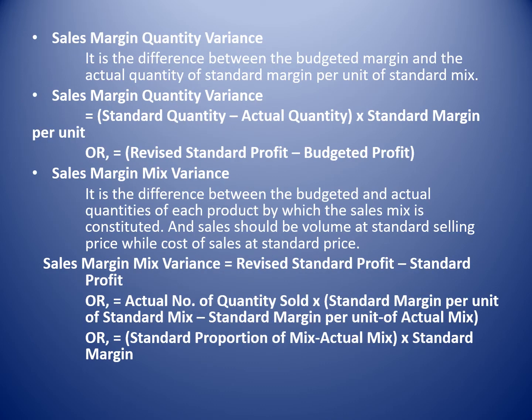Now we'll go to the next, sales margin quantity variance. It is the difference between the budgeted margin and the actual quantity of standard margin per unit of standard mix.